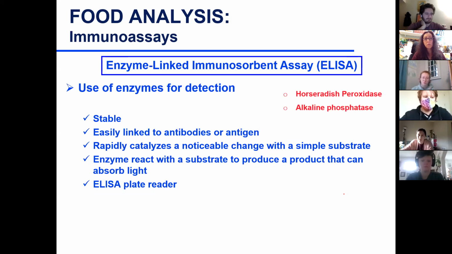The enzymes that are commonly used are easy to manufacture, fast-acting enzymes, and these are horseradish peroxidase and alkaline phosphatase. Usually one of them is linked to an antibody or an antigen, depending on how the assay is set up. The antibody binds to the antigen, and the enzyme is linked to one of them. Then you add a substrate, it converts to a product, and you can quantitate that way.